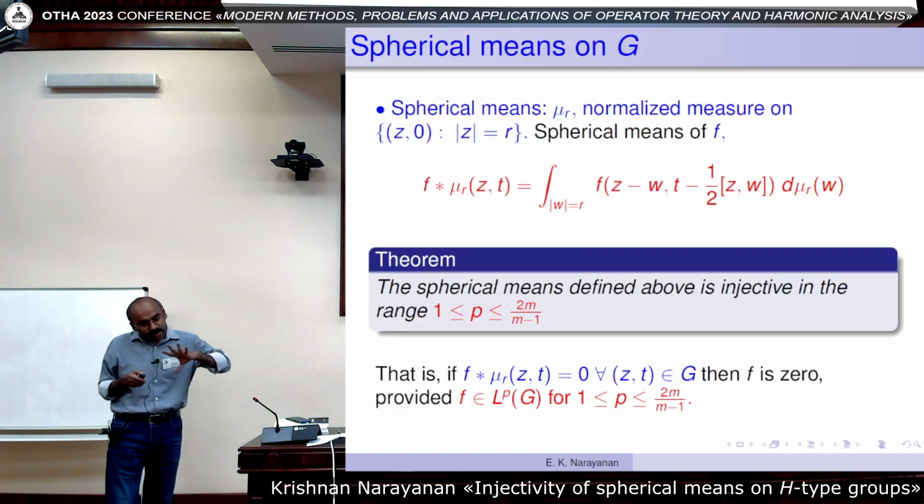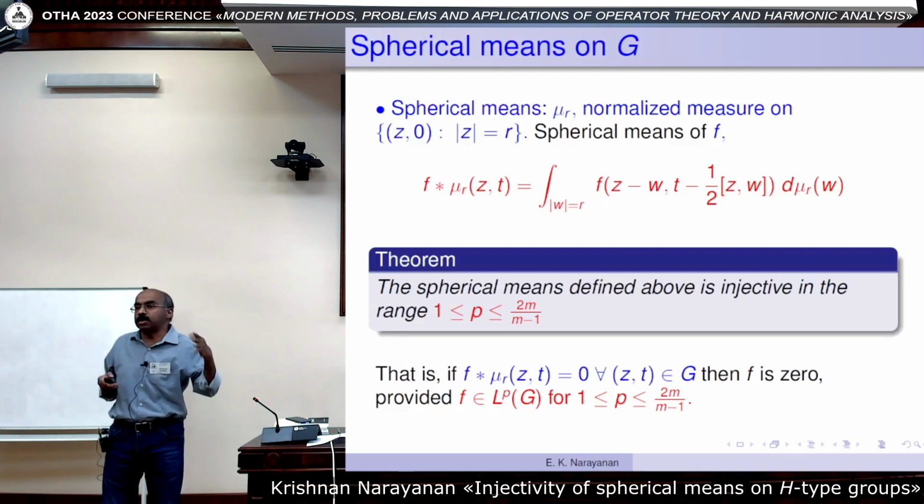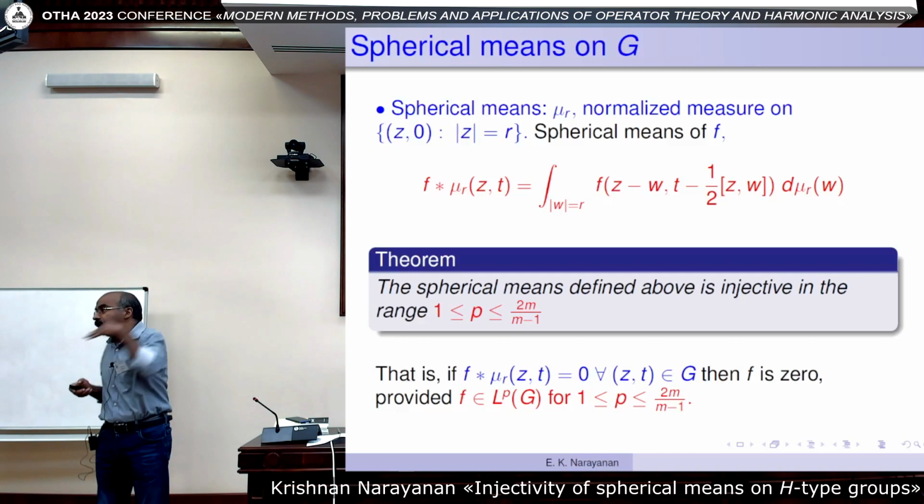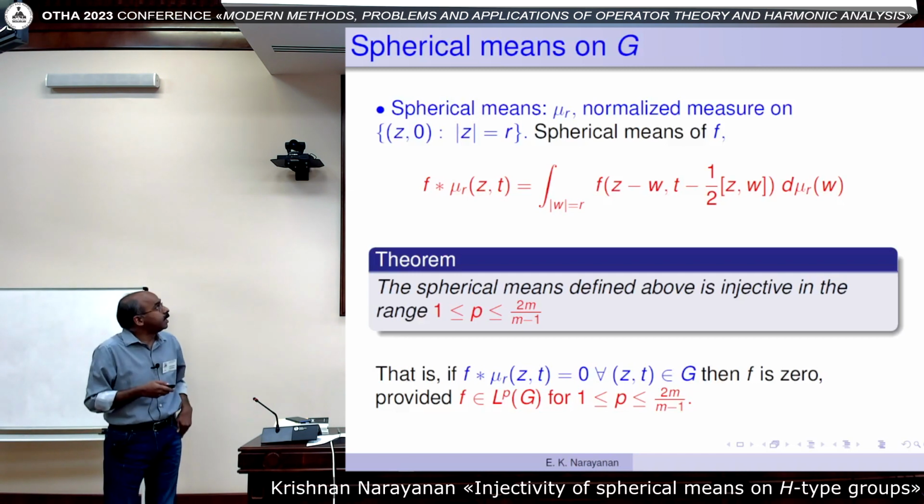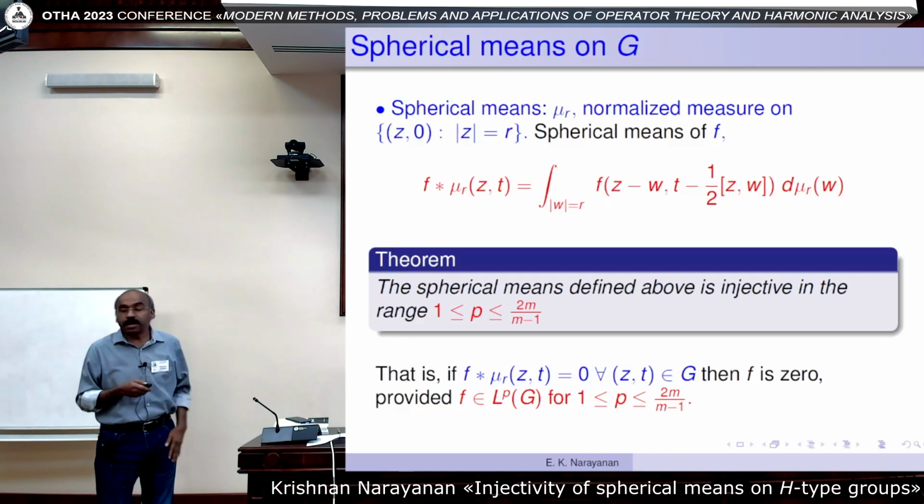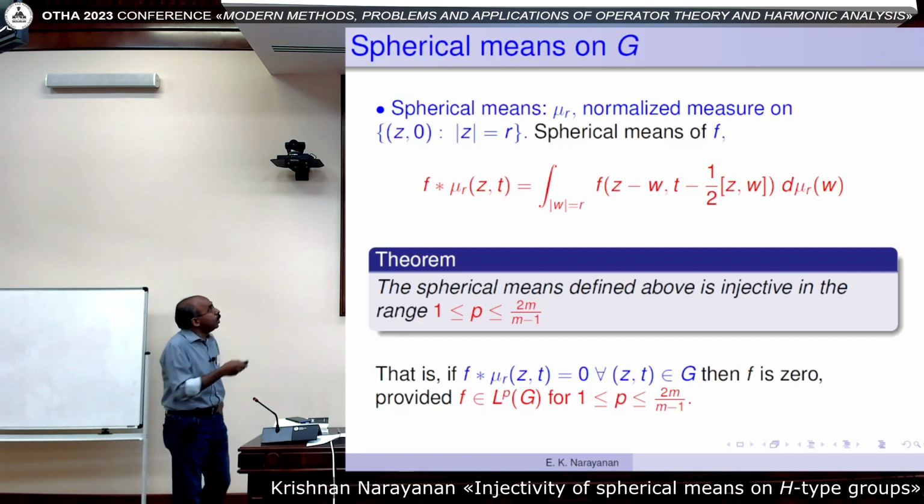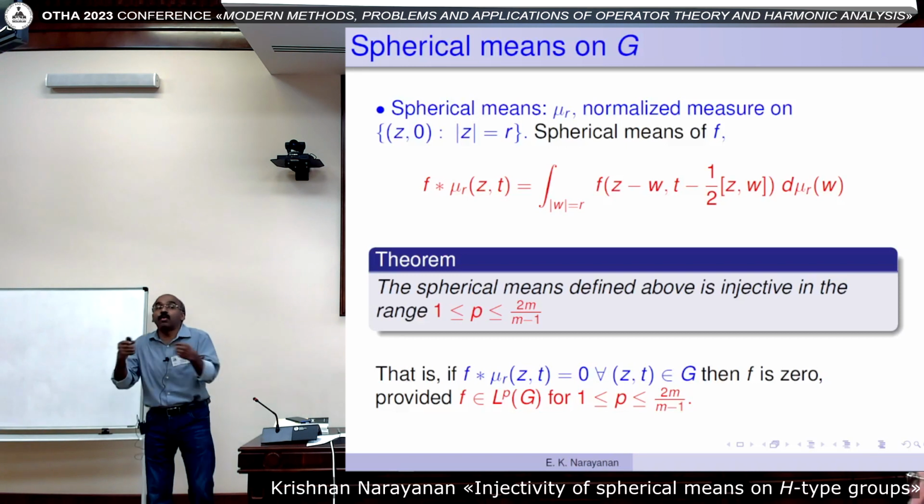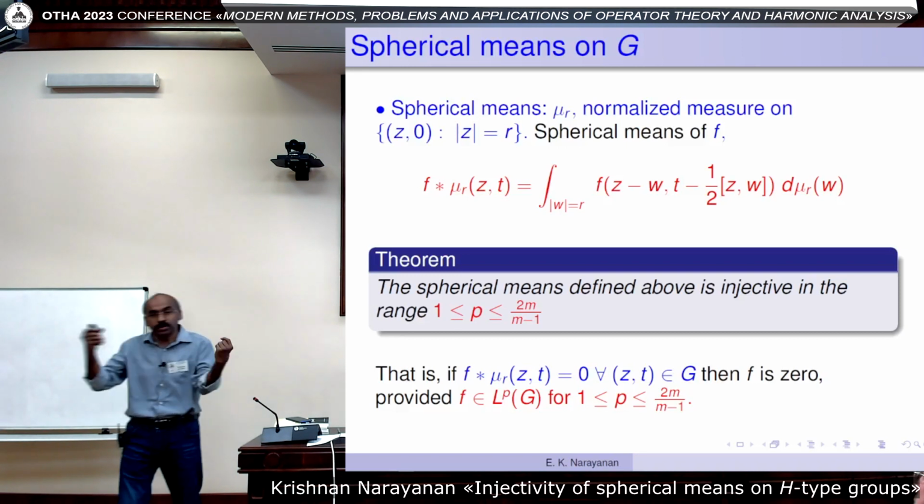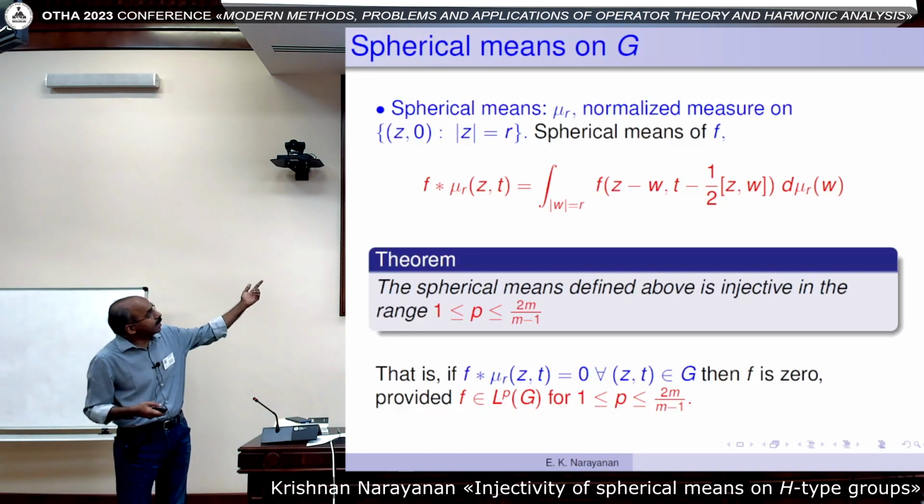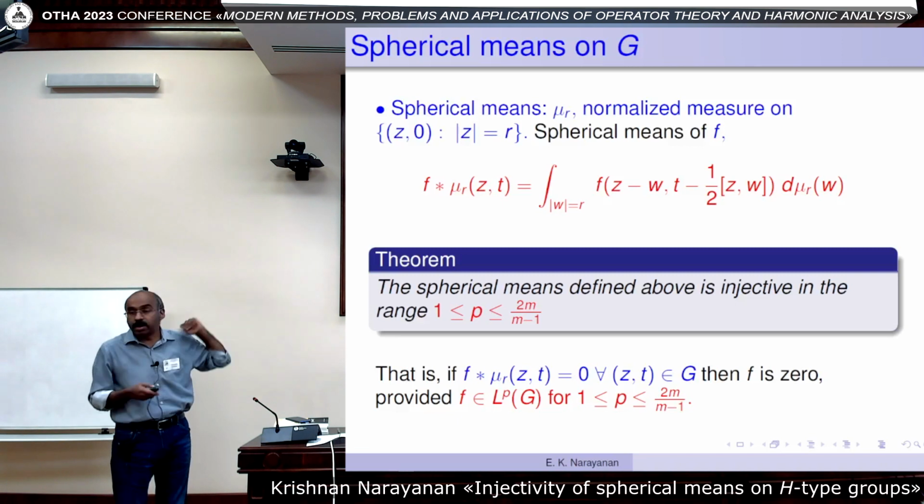So you look at the spheres in the Cn part. Remember you have Cn cross Rm, right? So you look at spheres in the Cn part and then look at the convolution. If mu r is the normalized surface measure, you look at f convolved with mu r. Now you are on the group G, so convolution is on the group G, and just like the Heisenberg case, you can write down what it is.